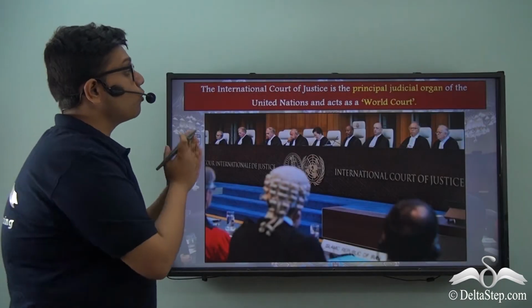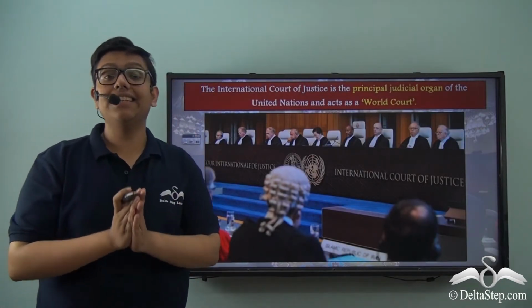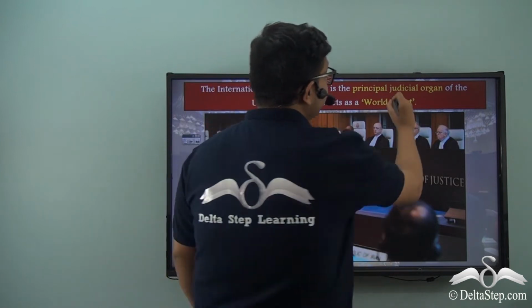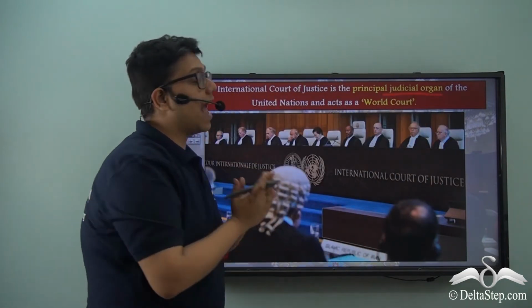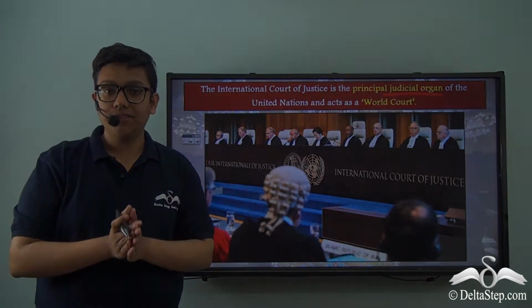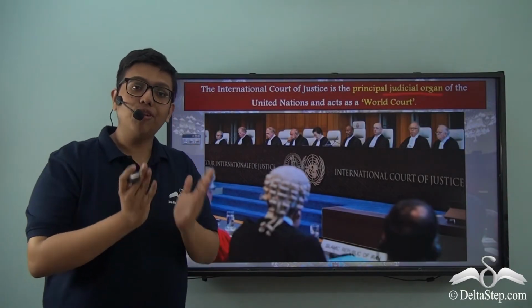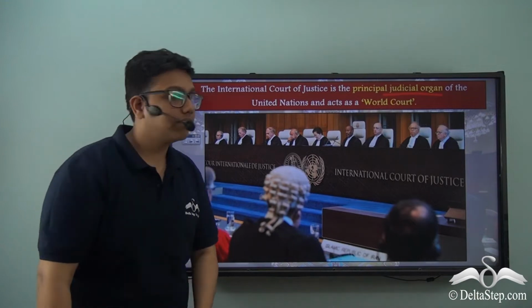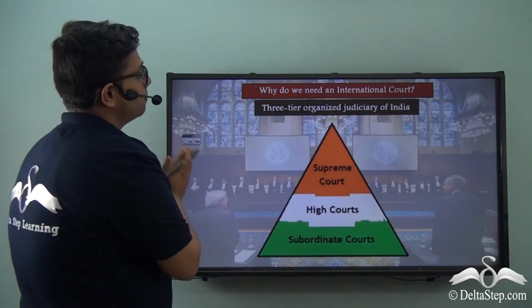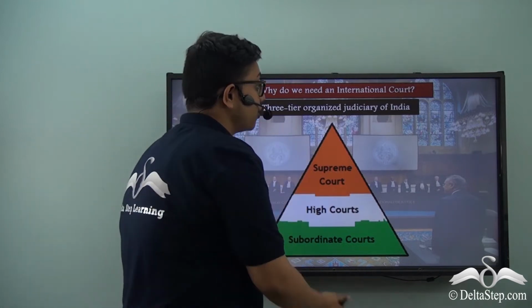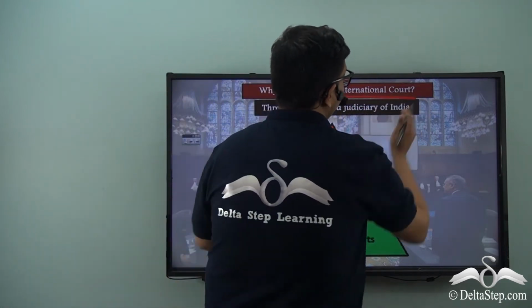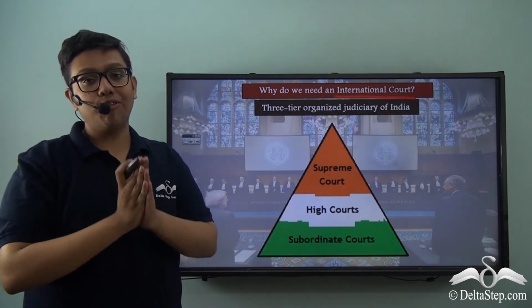The International Court of Justice, or ICJ in short, is the principal judicial organ of the United Nations and often acts as a world court. But why do we require a world court in the first place? As mentioned, we have to address why there is a need for an international court or a world court, as the ICJ is often nicknamed.